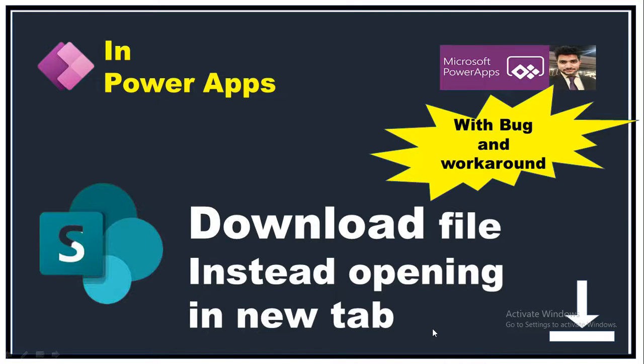In this video, we will see how we can download any file stored in a SharePoint folder on the click of a button. Because what happens is that people simply copy the link of the file and, using the Launch function or the Download function, they want it to download, but the file rather opens in a new tab. So we need to download it to the local system.